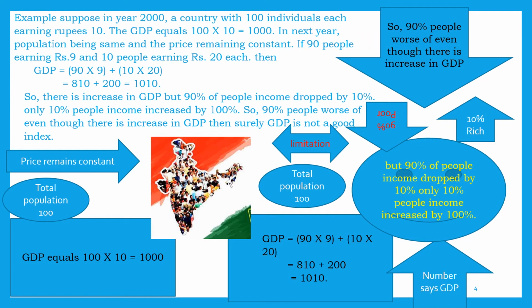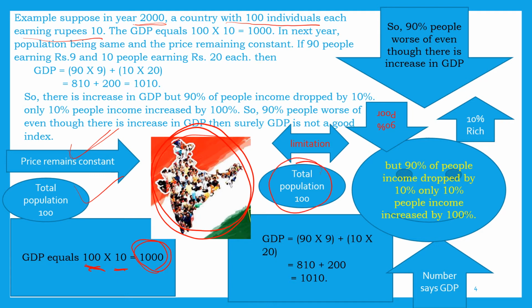Dear students, let us apply the same example to India. Let us assume in India there are 100 individuals and each is earning 10 rupees. Keeping prices constant and total population remaining constant in 2000 and even in the next year, that is 2001, 100 people are each earning 10 rupees. So what is the GDP? That is 1000 rupees.